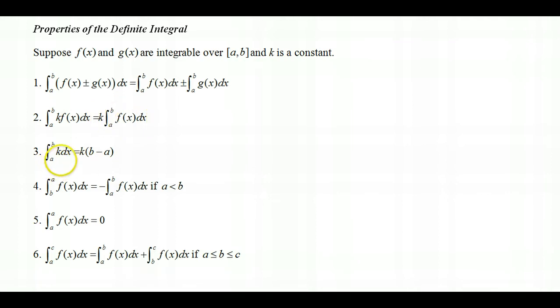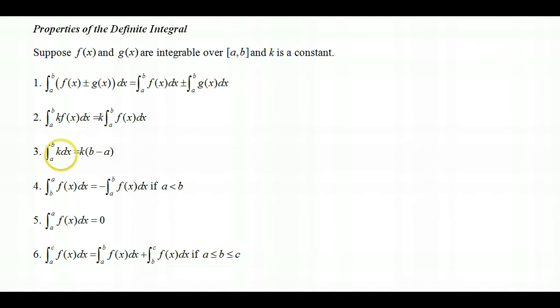The next rule is really interesting. I have the integral from a to b of k dx equals k times (b minus a). I say that it's interesting, but really it's not even worth memorizing so much as something you should sort of graphically understand.